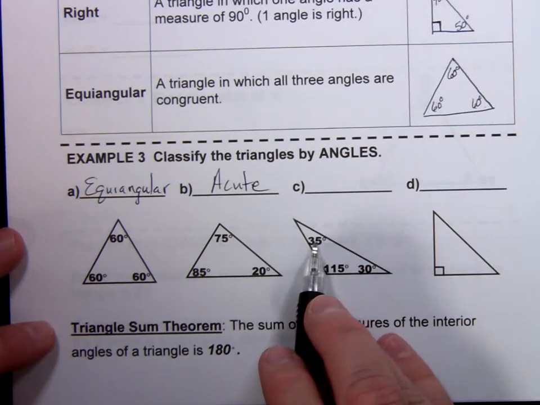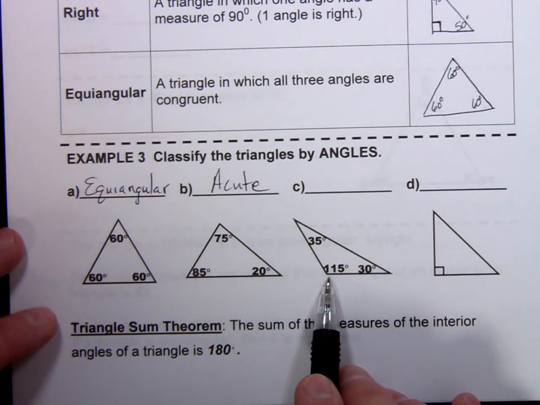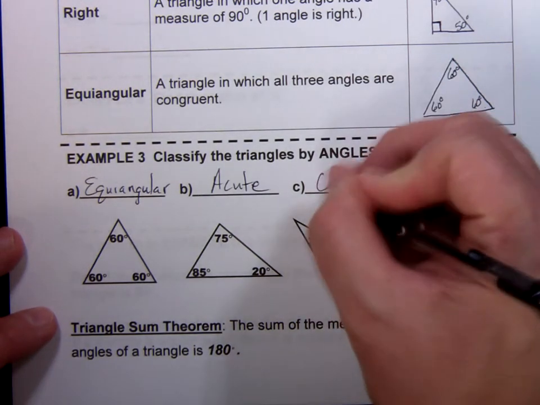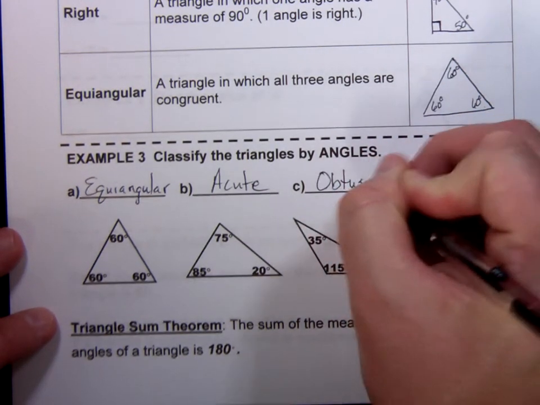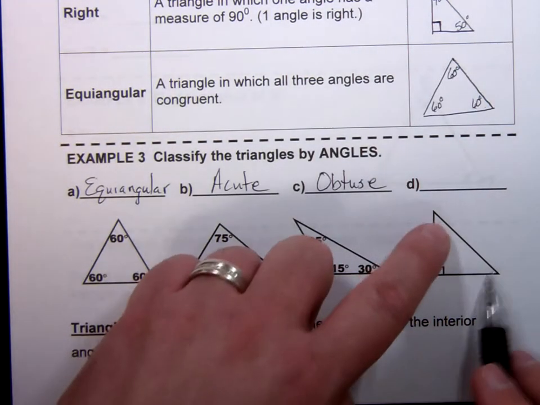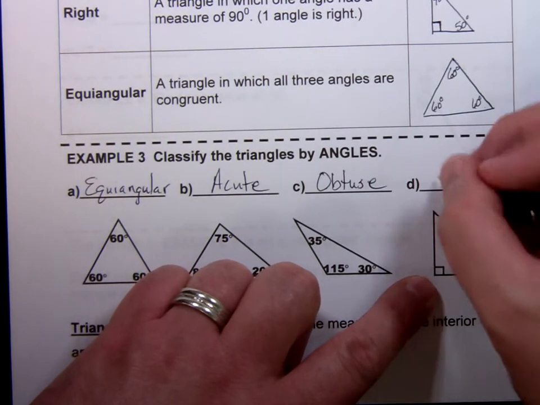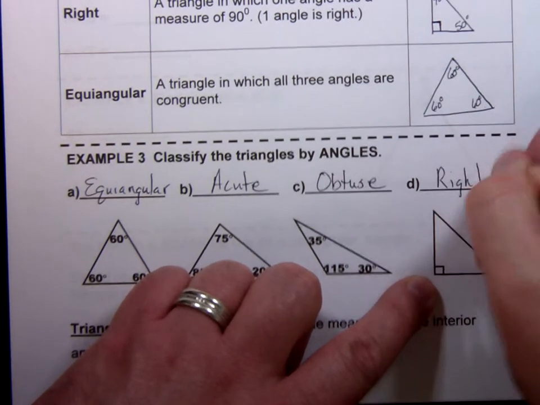35 degrees is acute, 30 degrees is acute, but 115, that's obtuse. It only takes one obtuse angle to make it an obtuse triangle. So that's an obtuse triangle. And over here, I don't necessarily know exactly what these angles are, but it only takes one right angle to make this a right triangle. So I know this is a right triangle.